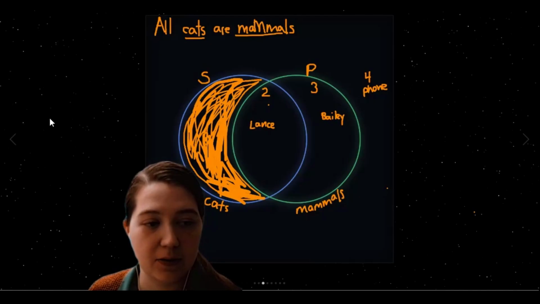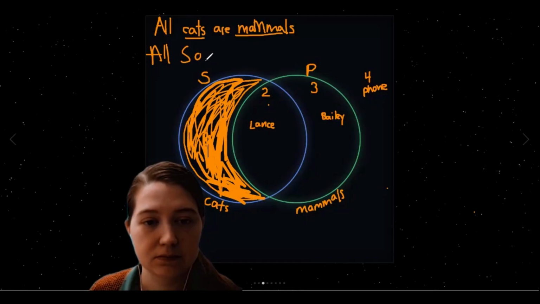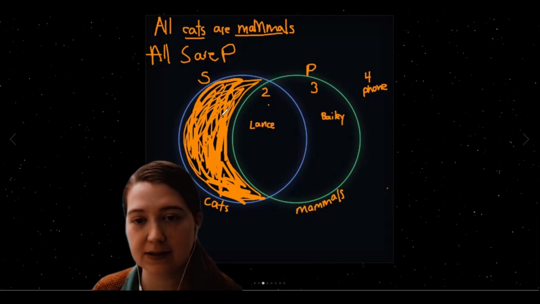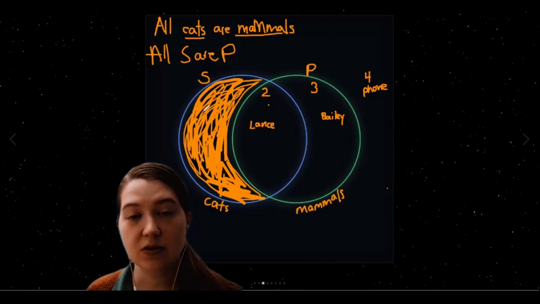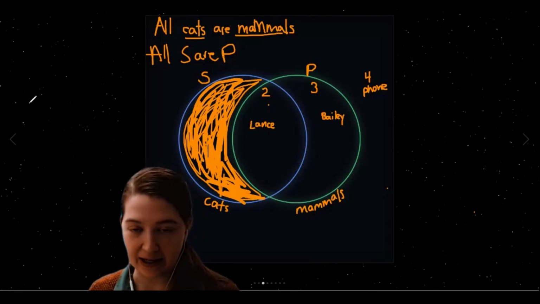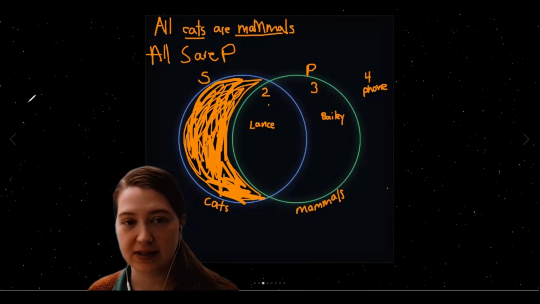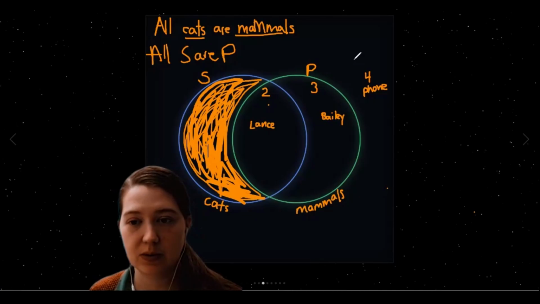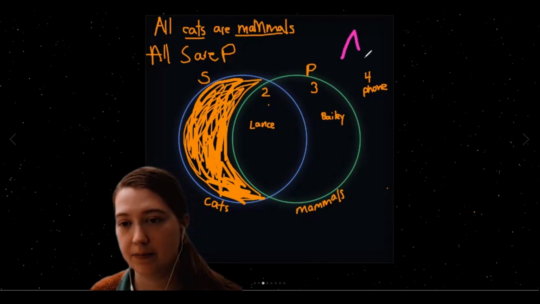And that holds for any sentence of this form. Any sentence with the form all S are P means that there's nothing in the S but not P region, this region over here of space. So that's one type of categorical sentence. This has a name. Each categorical sentence type has a name. This one is called an A claim.